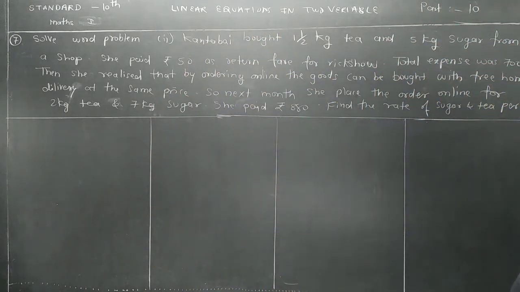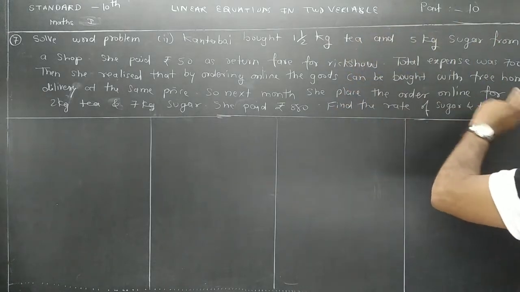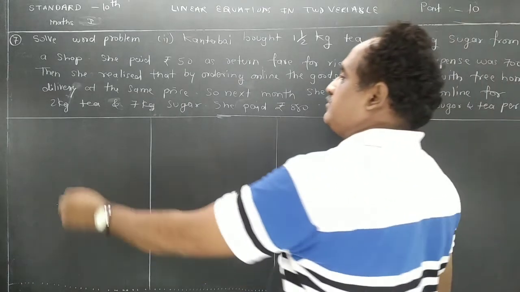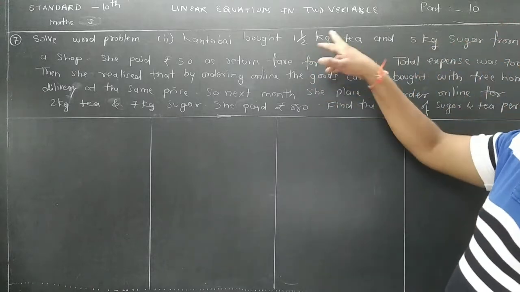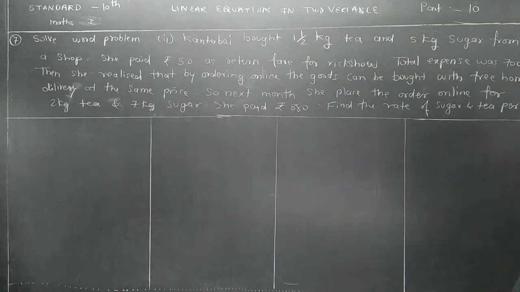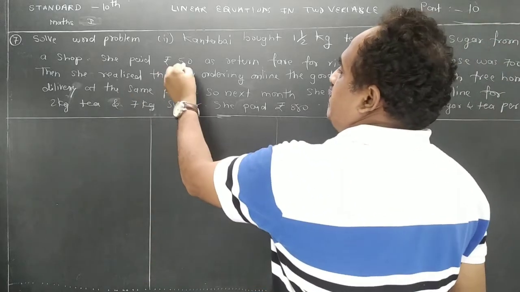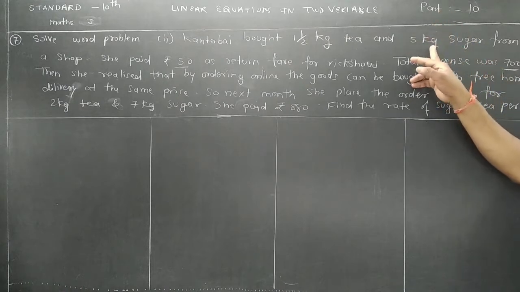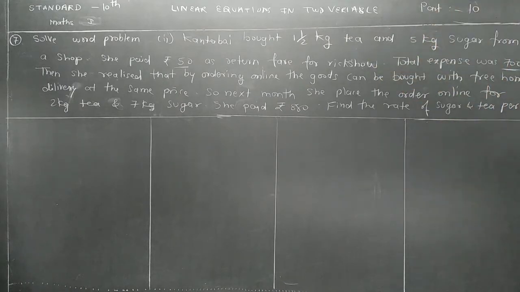Kantabai bought 1.5 kg of tea and 5 kg of sugar from a shop. She paid 50 rupees as return fare for the rickshaw. So when she took the rickshaw, she had to pay 50 rupees as fare. Right? So what was the total expense? The total expenses of tea, sugar as well as the rickshaw were 700 rupees.